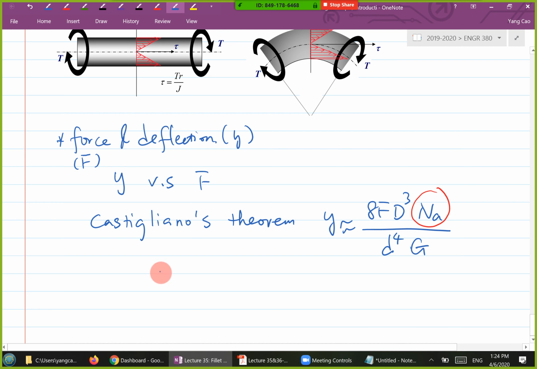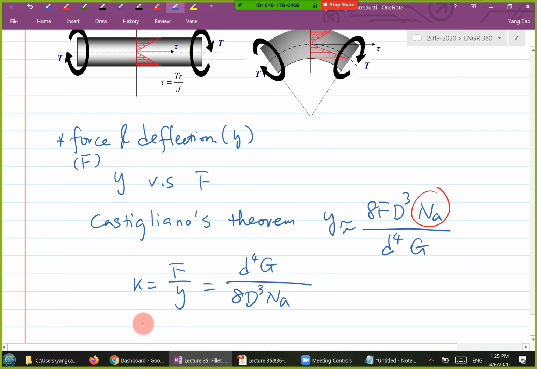From here you can derive your spring stiffness using this formula, F over y, which is d to the power 4 times G over 8 times D cubed, divided by the number of active coils. So this is how you get your spring stiffness, K.